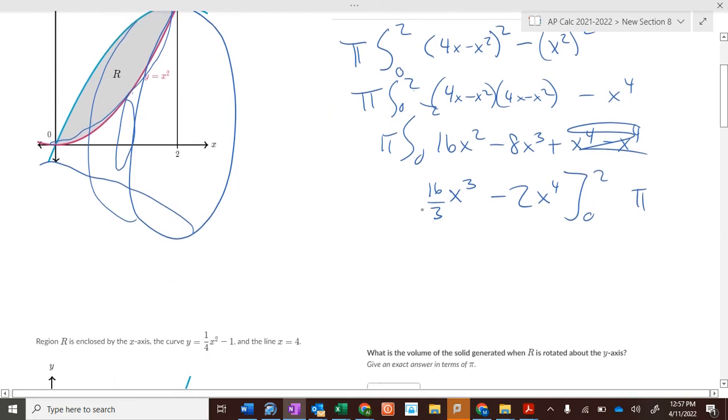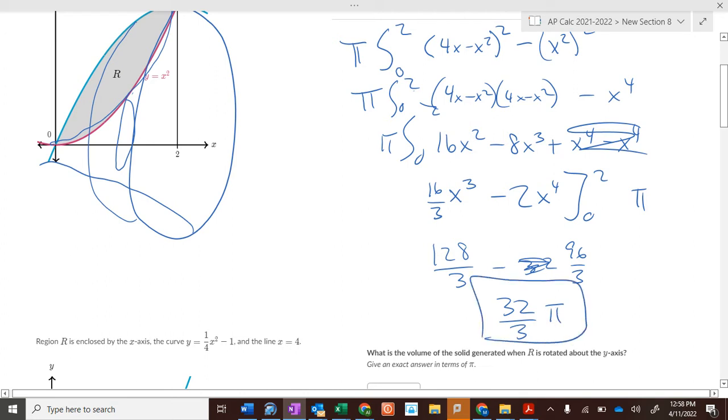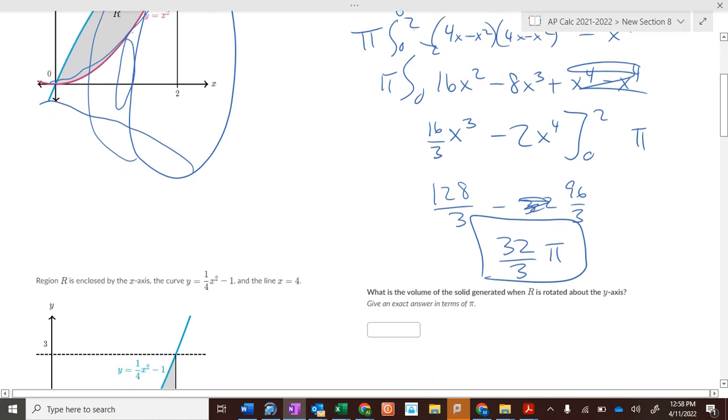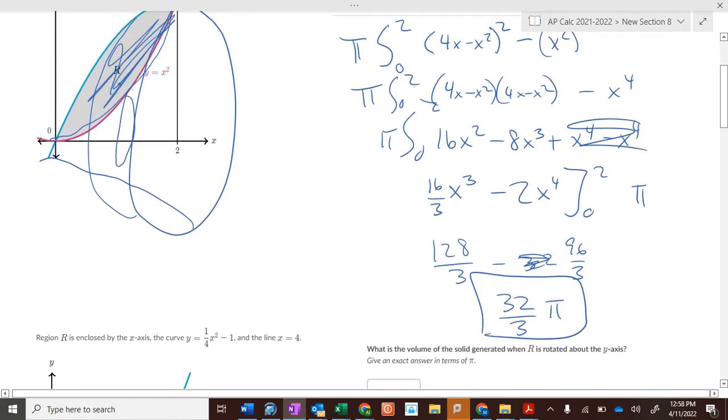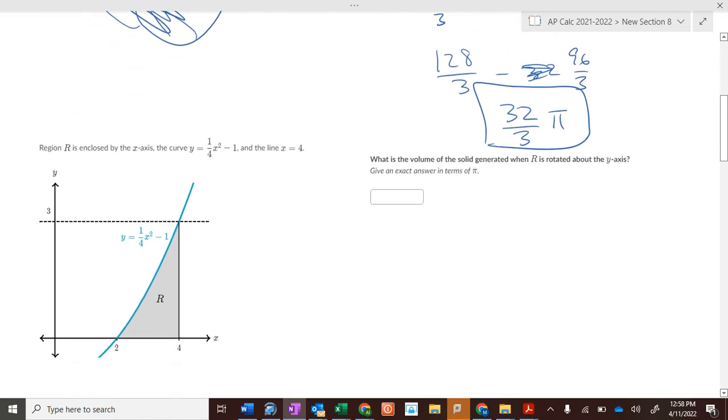So 2 cubed is 8. 8 times 16 is 128 over 3 minus 32. So that's 96 over 3. Subtract, and it's 32 over 3 pi. That's the volume of that. Top minus bottom, that's the washer method. That's the answer, the thickness of this funnel, basically. That's what we got.